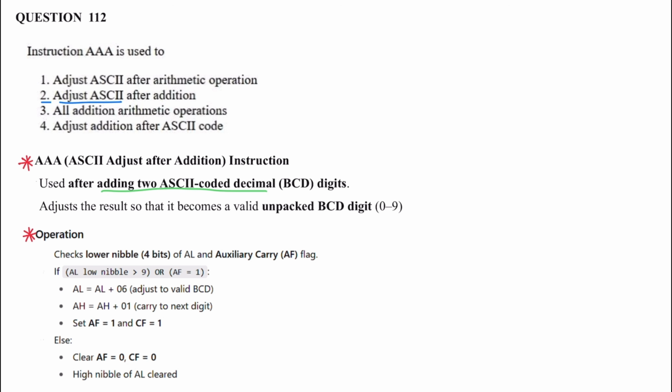So how is the operation done? Initially it checks the lower nibble of the AL register and the auxiliary carry flag. If the lower nibble is greater than 9 or the auxiliary carry flag is 1, then it adds 06 to AL and 01 to AH, so that AF is set to 1 and the carry flag is set to 1. Else, AF is 0 and the carry flag is 0.